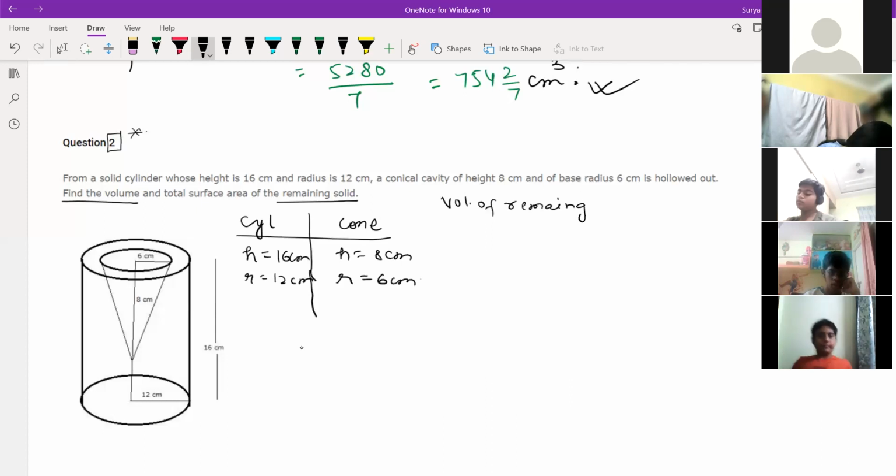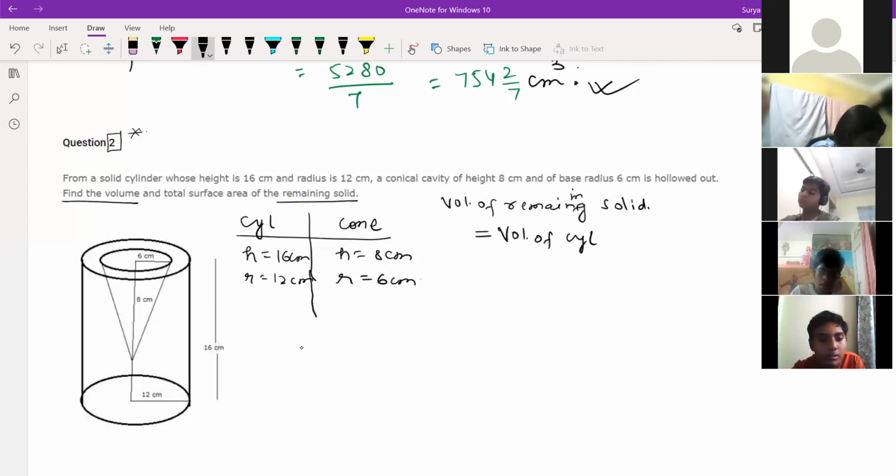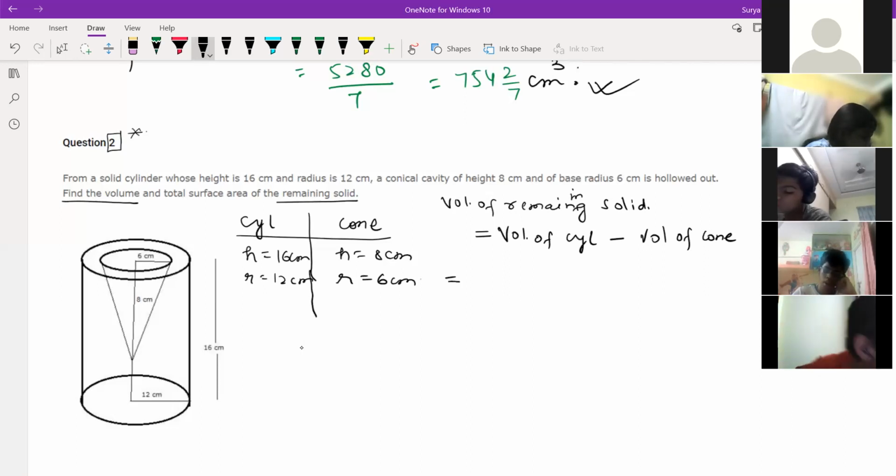How to find, Satvik? Satvik, volume of remaining solid, how to find? Sir, like which one, sir? This figure, you understood what I discussed right now? Yes, sir. In this cylinder, we have to take out this cavity part. This conical part we have to take out and throw. Means this part we have to minus it. So what should I write here? Volume of cylinder minus volume of cone. Yes. So what is the volume of cylinder formula, Satvik?